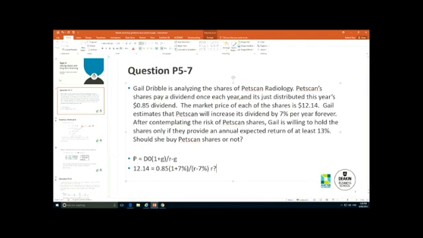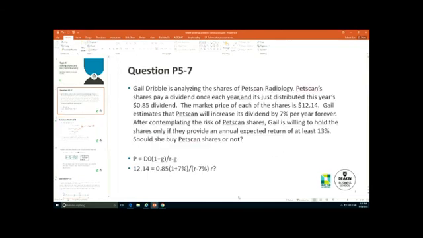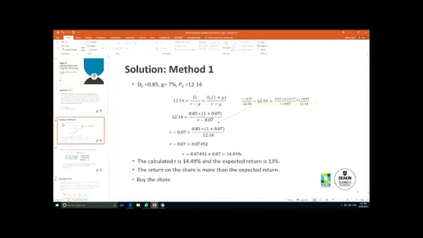How much is it? After you perform the calculation, R is 14.49%. What is your expected return? What is your expectation? And the share offers more, then what should you do? You buy it, right? And that's how you make your decision.